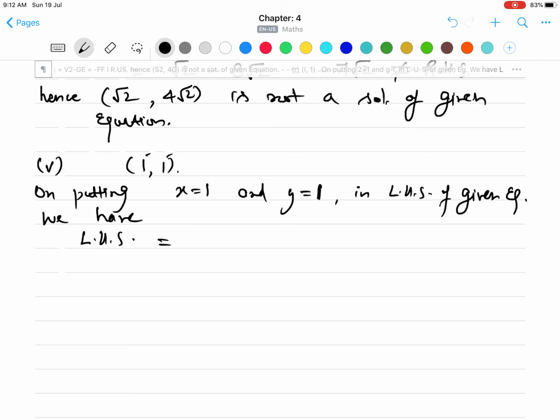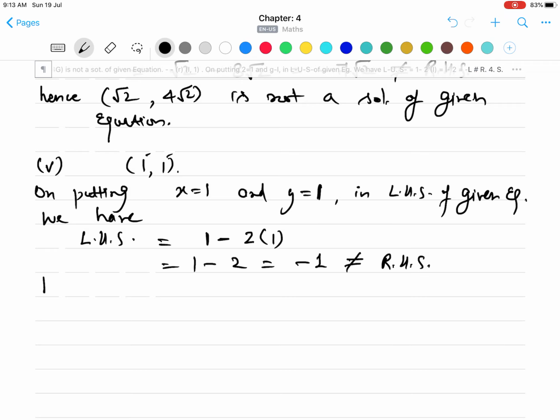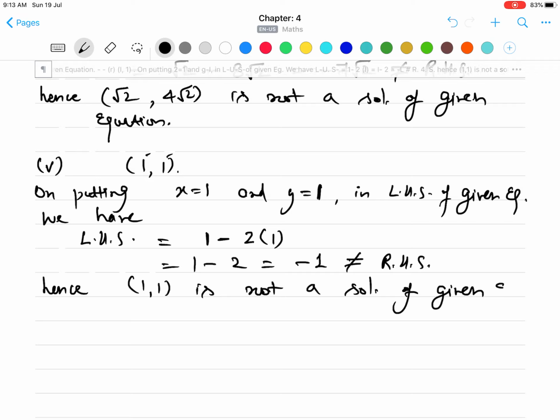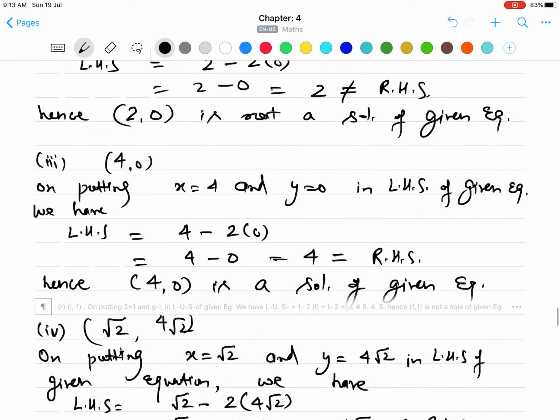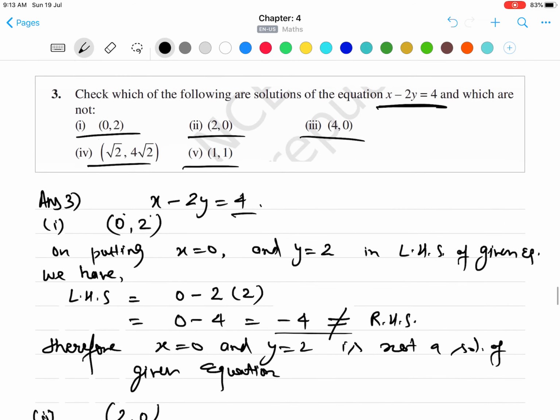the left hand side term is x minus 2y. So we have 1 at the place of x, and at the place of y we again write 1. So this will be 1 minus 2 equals minus 1, which is again not equal to the right hand side term. So hence 1 comma 1 is not a solution of the given equation. Okay, so that's the answer to question number 3 of exercise 4.2.